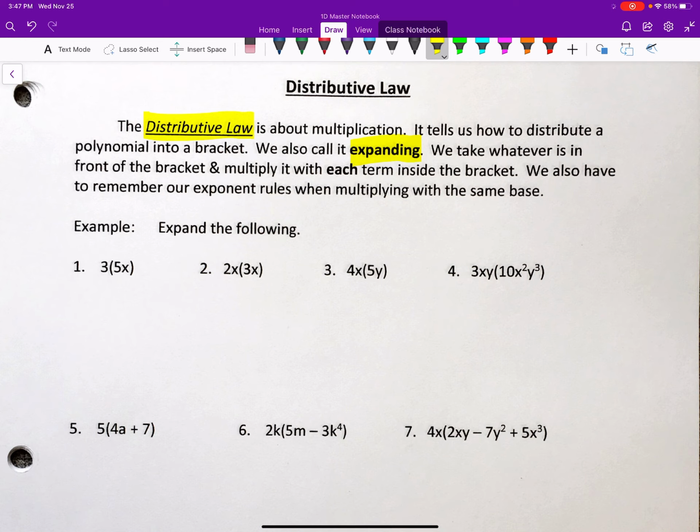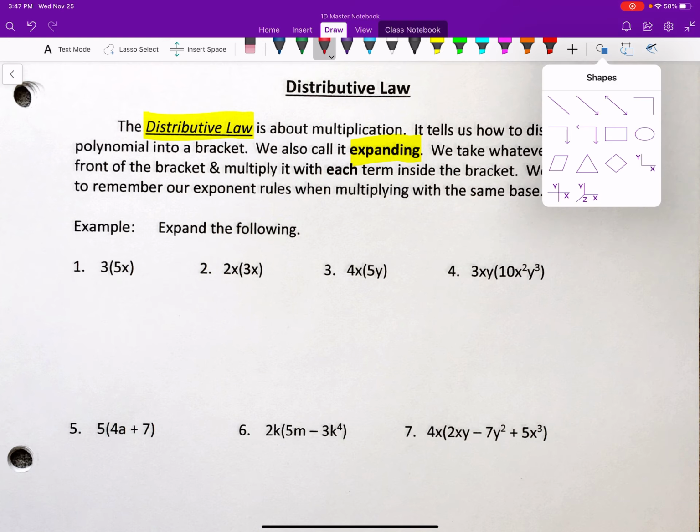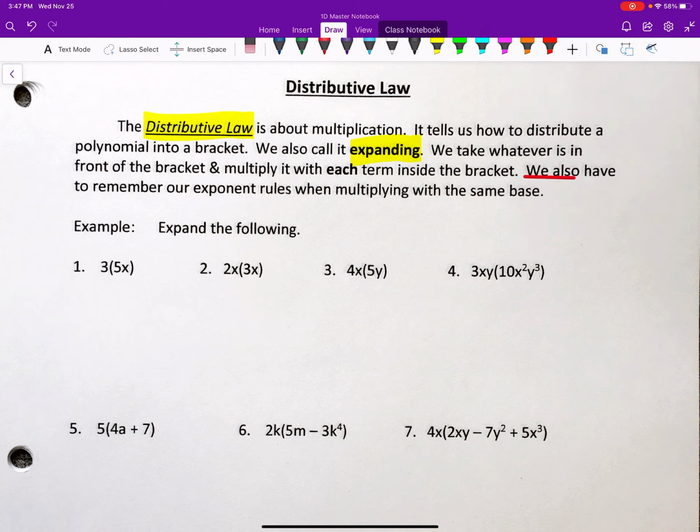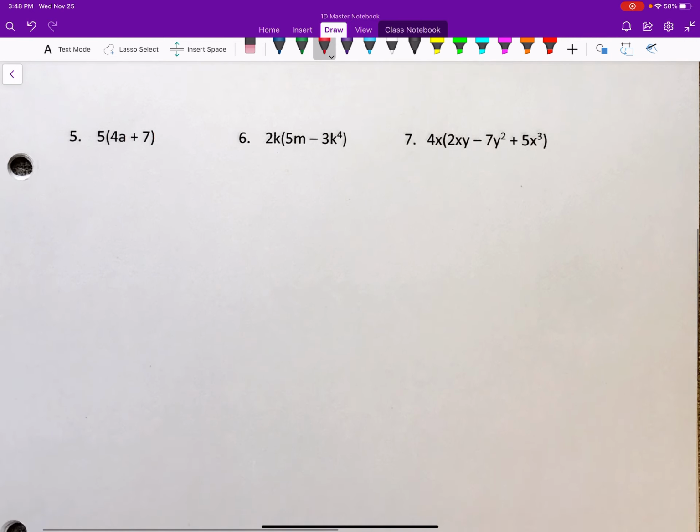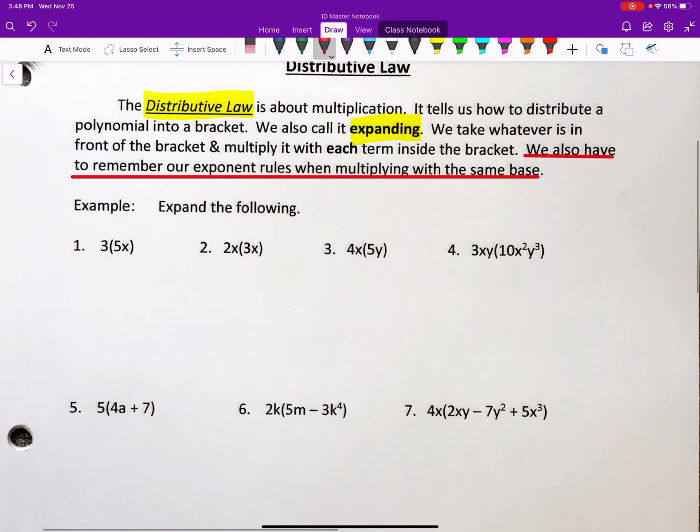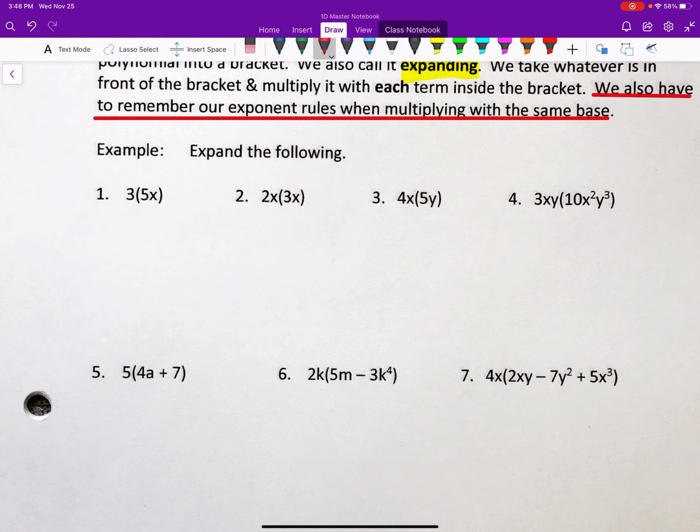We take whatever's in front of the brackets, we multiply it with each term inside the brackets, and we also have to remember our exponent rules. That's very important, so I'm going to underline that in red. We have to remember our exponent rules when we're multiplying numbers with the same base. So let's look at 7 examples, and that should be enough for you to get the idea.